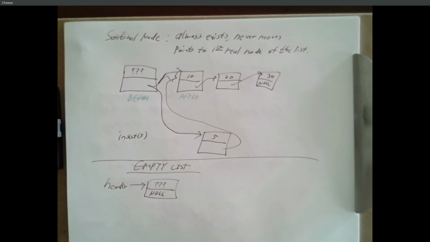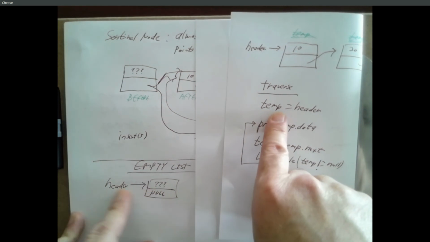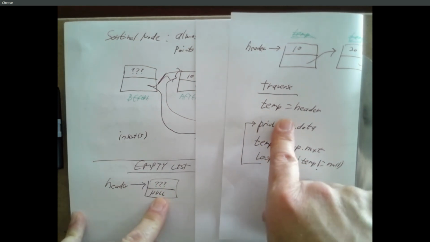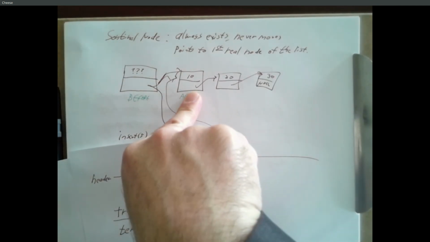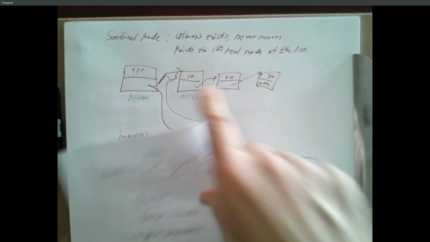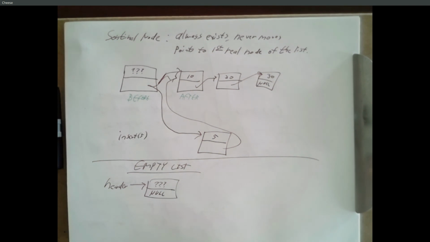So when we do something like traverse, we need to be careful. We don't want to start off with temp = header. We want to start off with temp = header.next, so that the first time through, temp is actually the node after the Sentinel. Or if the list is empty, it'll be null, and we'll kick out of our loop right away. And that saves us another edge case.